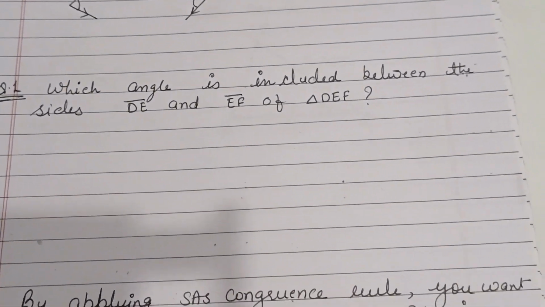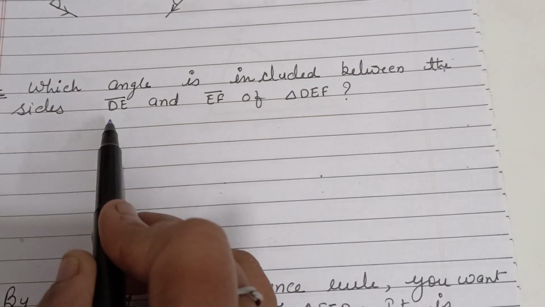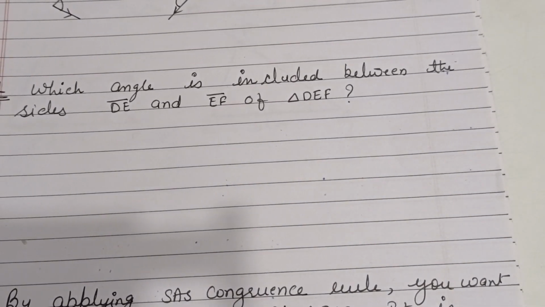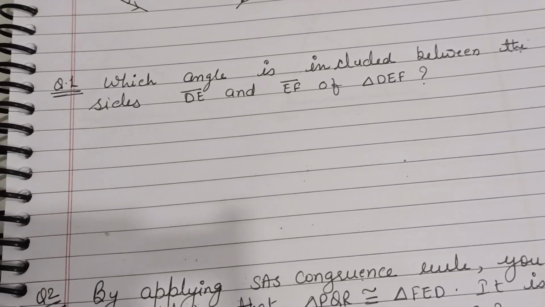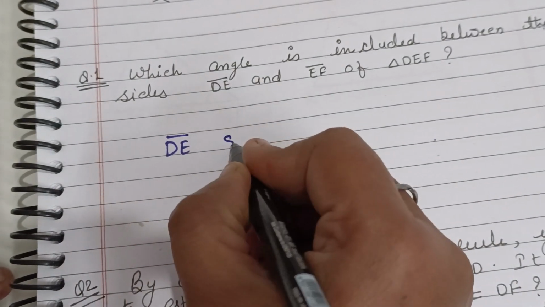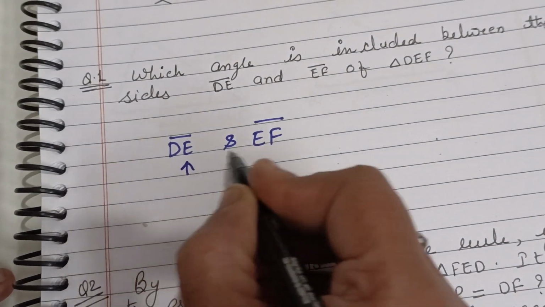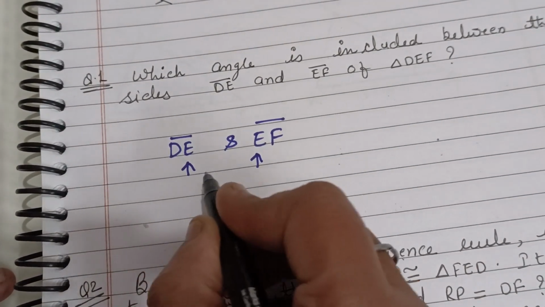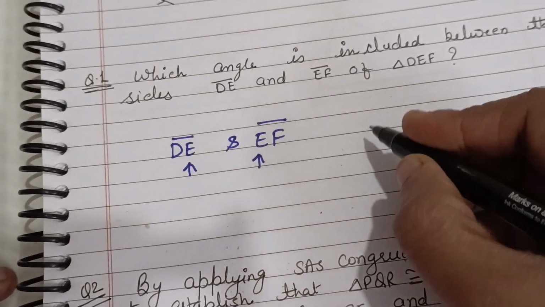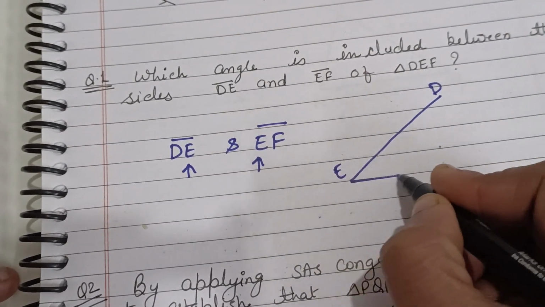For example, the first question: which angle is included between the sides DE and EF of triangle DEF? For such questions it is not required to make the triangle DEF. You can just write the sides DE and EF. Out of these sides you can see that the letter E is common. That means angle E is between these two sides. You can check it also. This will be DE and this will be EF.